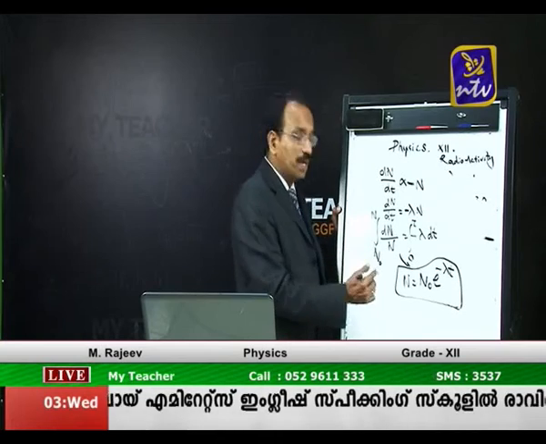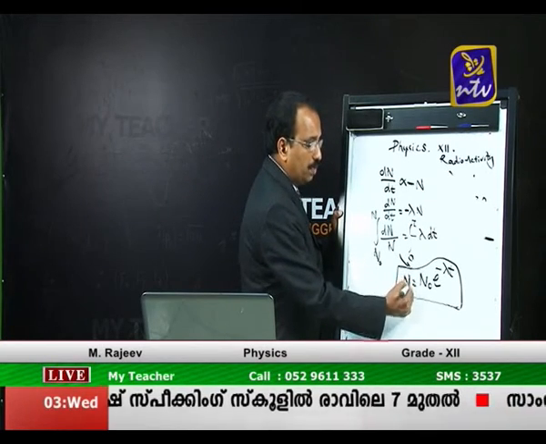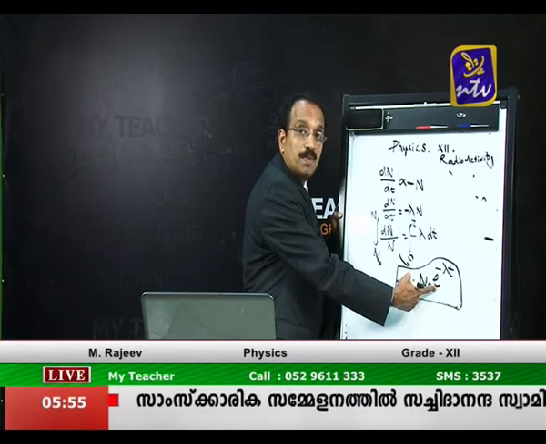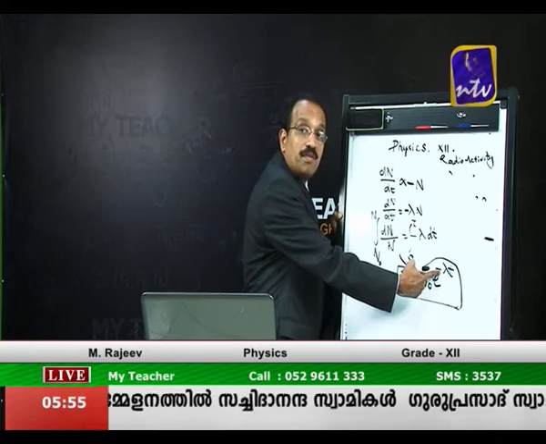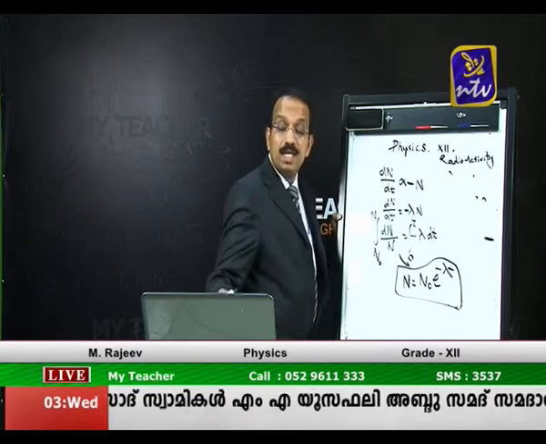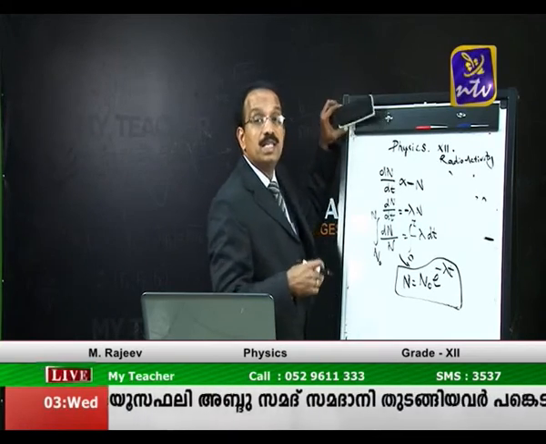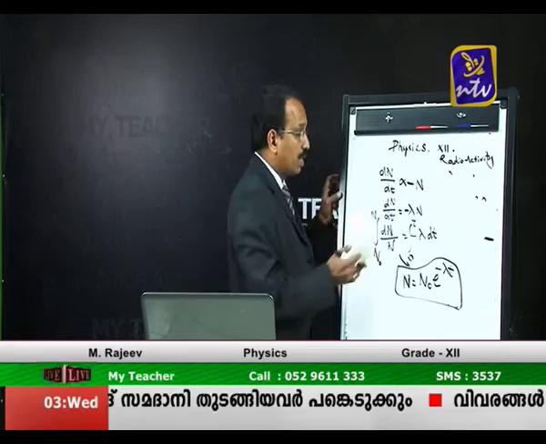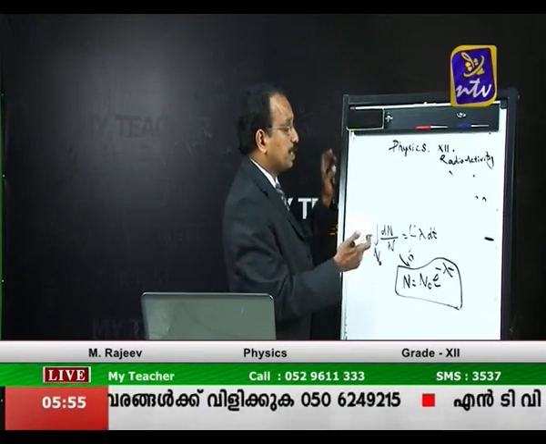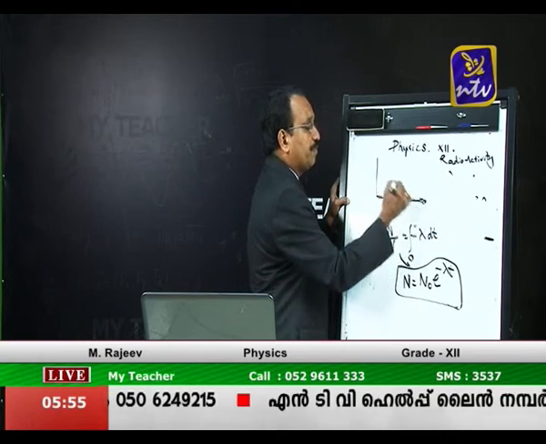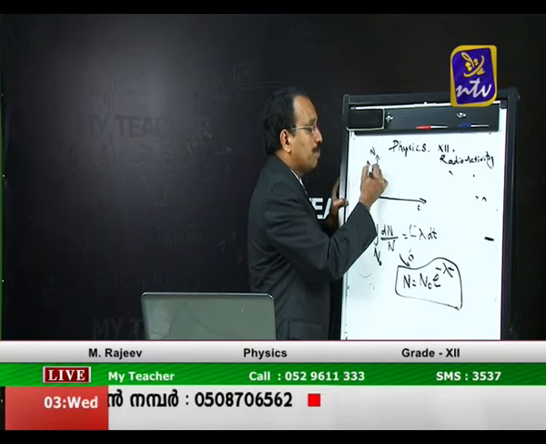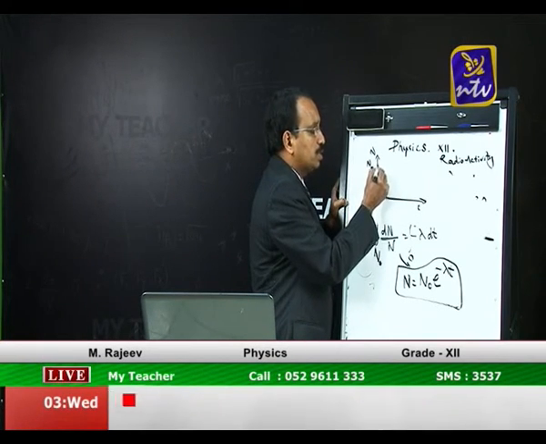What is the mathematical description of this equation? E means exponential, and the power is negative. It shows that the number of radioactive atoms decreases exponentially with time, which is why we say it is decaying or disintegrating exponentially. If you plot a graph between N and t, you draw it like this. This is the number of atoms originally present, and it decreases like this.